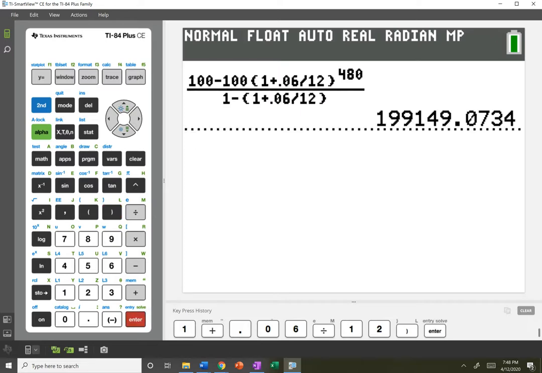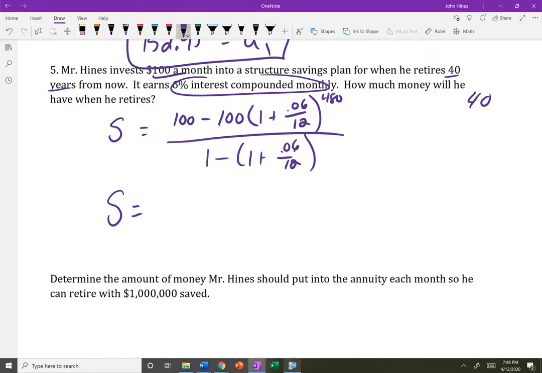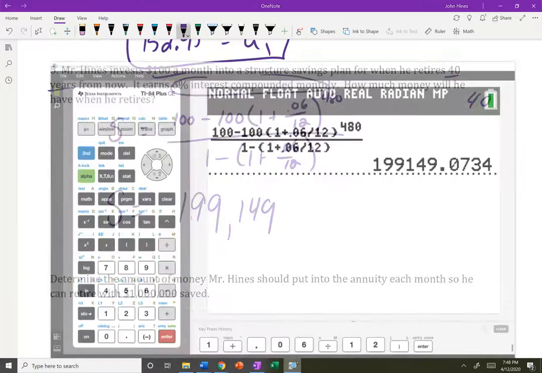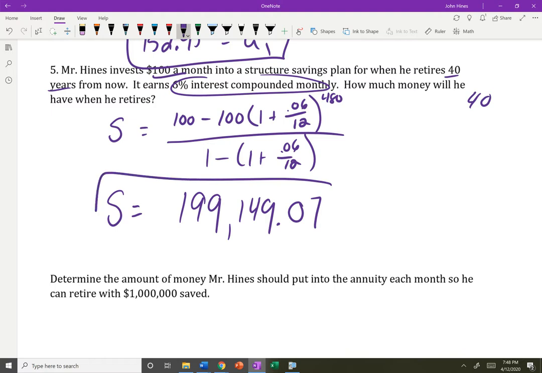I hit enter, and that's how much money I would have in my savings account if I just let it sit there and I put $100 in each month. I'd have $149,149, and can't forget those 7 cents. That's how much money I would have in my savings account 40 years from now.